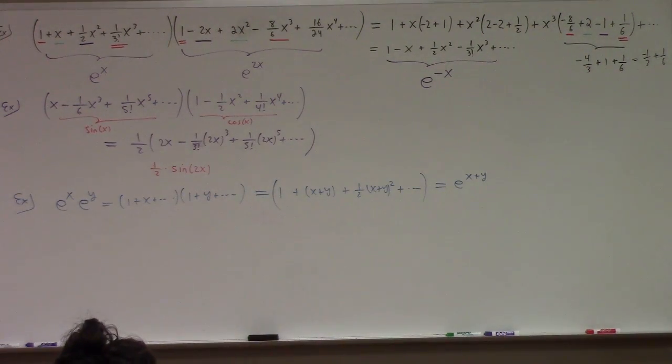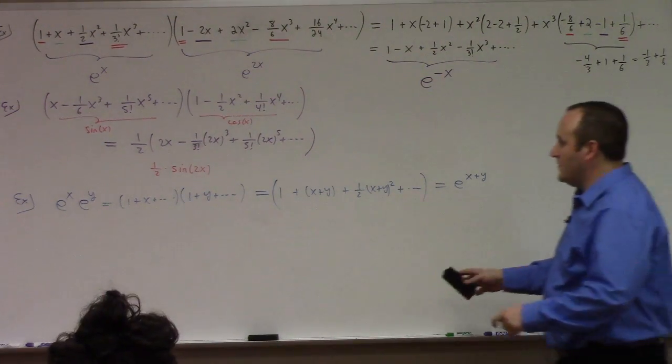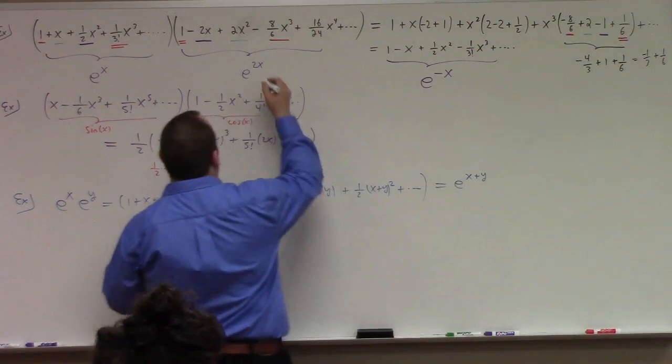Unless there's a question. Yep. Is it supposed to be e to the negative 2x, or is it... E to the negative 2x. Thank you. Otherwise, it doesn't make sense. Thank you. Very good question.